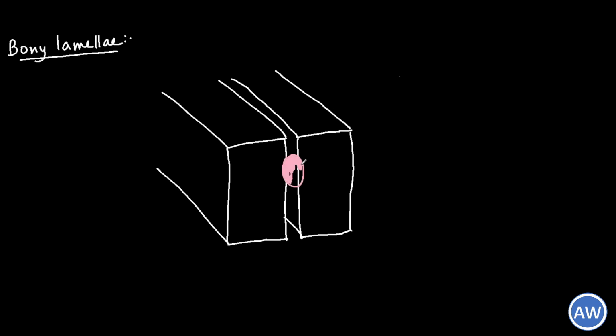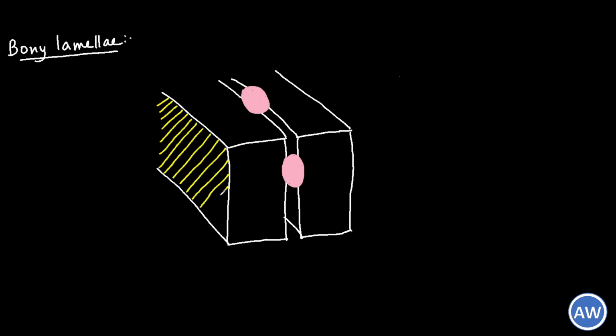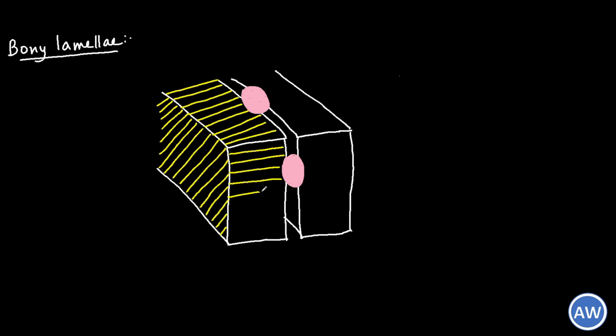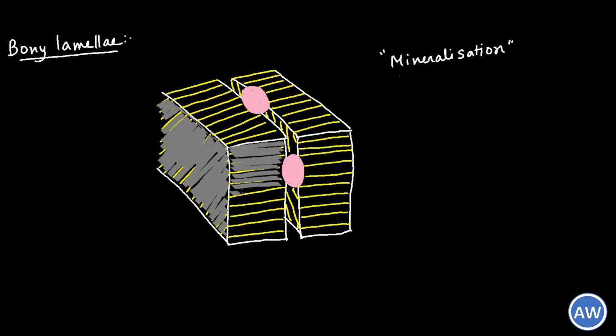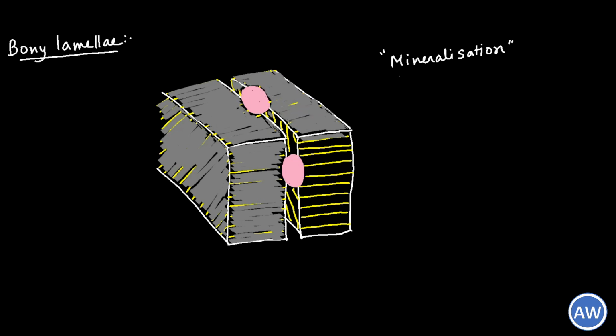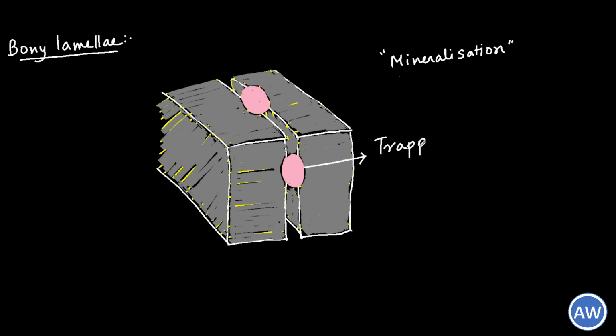If you look at the process of mineralization in this video, we can see some osteoblasts here which lie in between the adjacent lamellae. These osteoblasts are responsible for the whole process of mineralization. Once the lamellae are mineralized, the osteoblasts get themselves trapped in between the newly formed bony lamellae, and once trapped, the osteoblasts are known as the osteocytes.